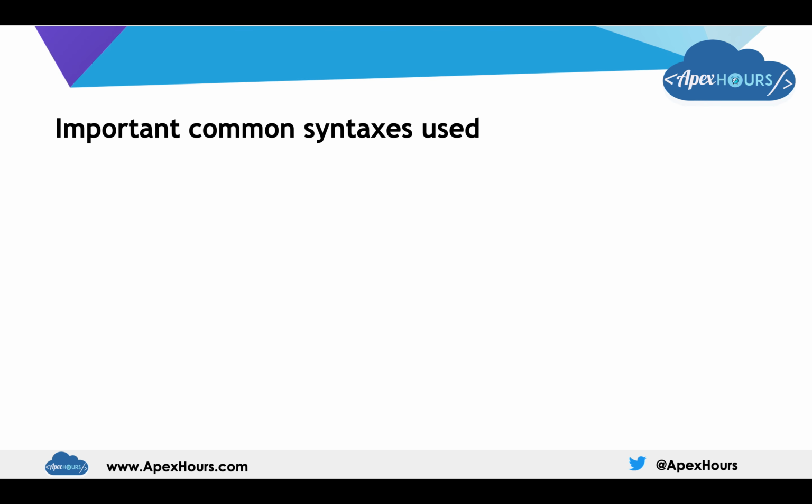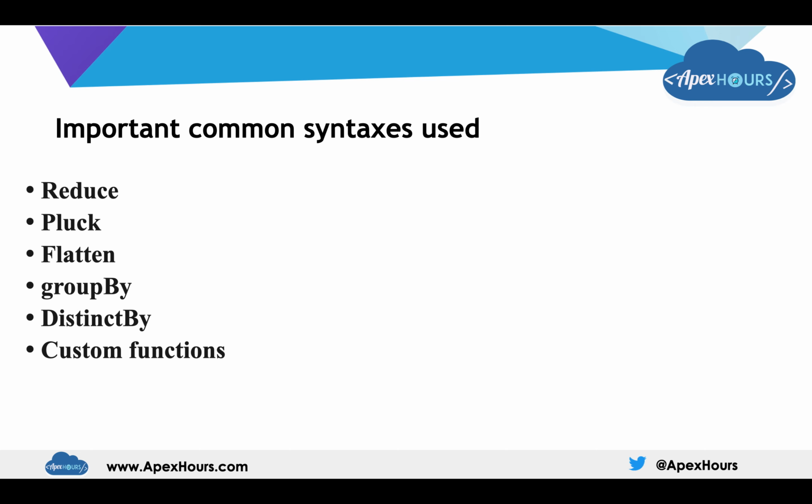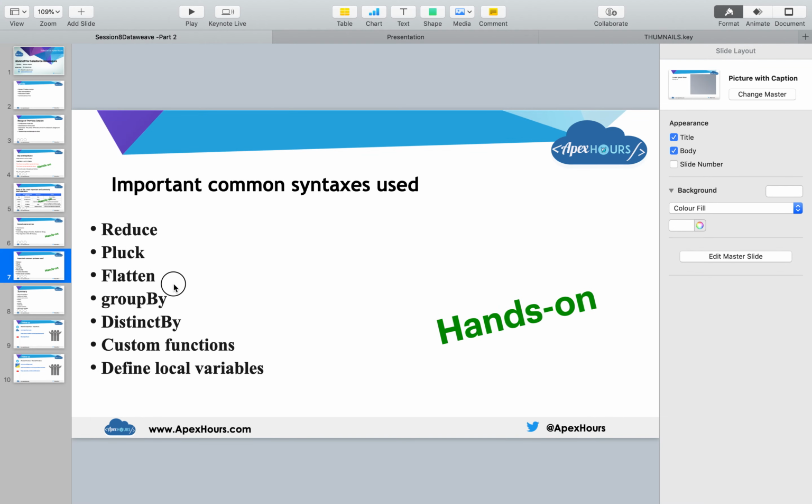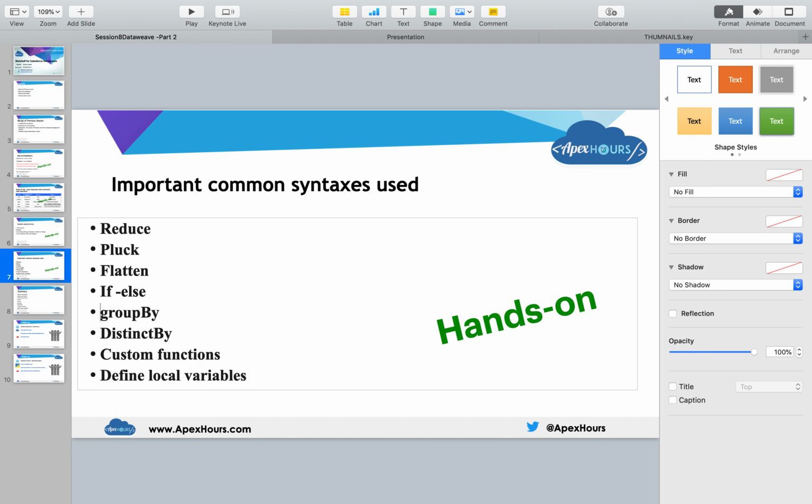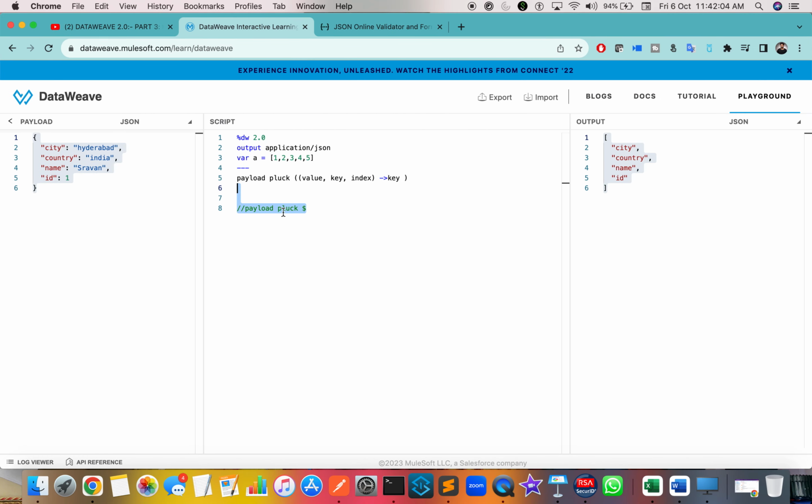Alright, and common syntaxes that we use are reduce, pluck, flatten. We discussed this. Group by, distinct by and custom functions, and defining local variables. I have discussed defining local variables, which I have shown. Let me discuss group by, distinct by, custom functions also, if else. Okay, so these syntaxes we can see.